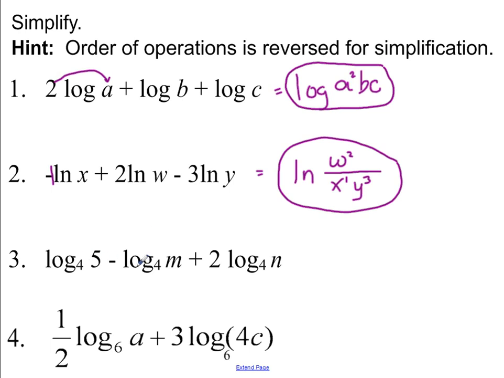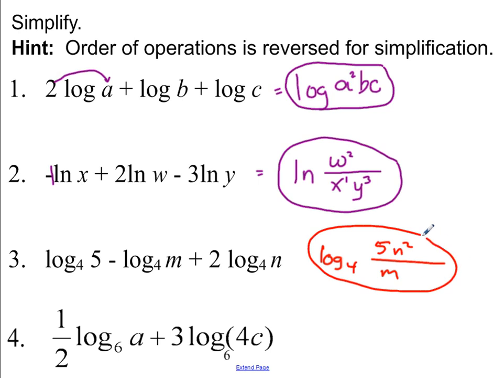All right, I looked this over. I've got some negatives, so I know I'm going to need a fraction. So let's make it log base 4 of a fraction. Now, 5 is an argument of a positive term that's going to be up in the numerator. M is in the denominator because it's a negative term. This 2, remember that comes up, n squared. So 5n squared on the top, m on the bottom. Okay? Last one I'd like you to consider.